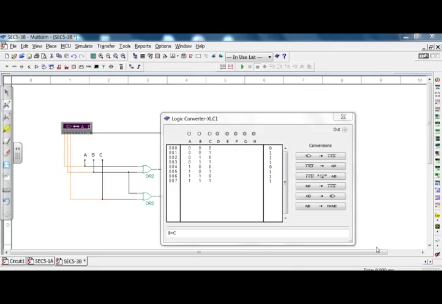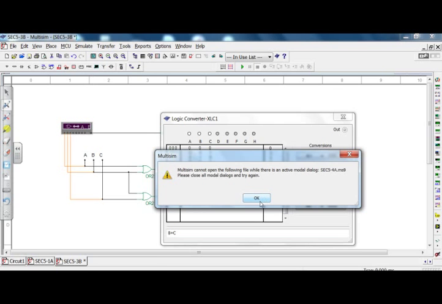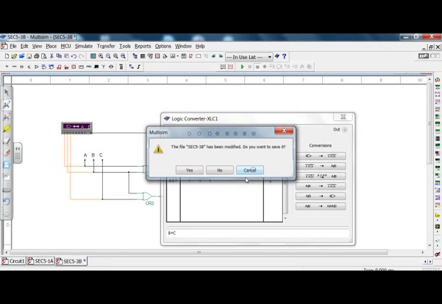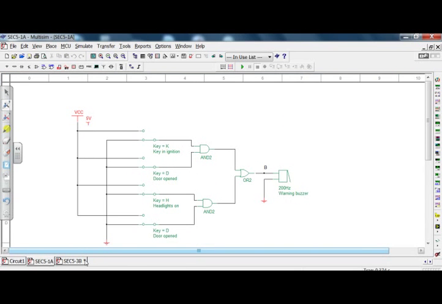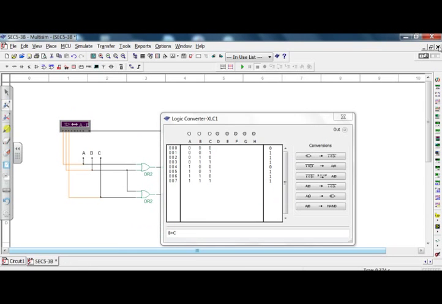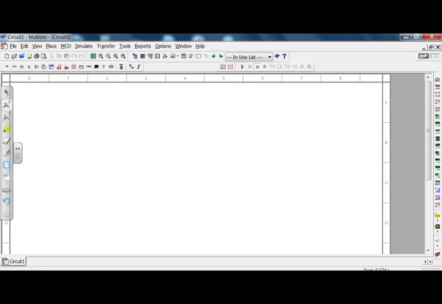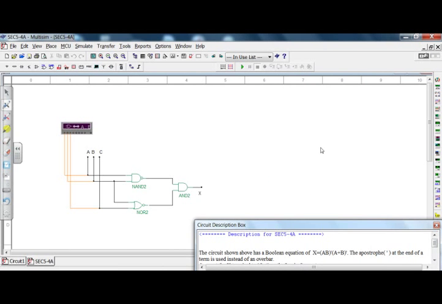All right, next one is 5-9. Okay, 5-9, I'm supposed to open 5-4A. 5-4A. Now, why didn't they label these right anyway? We can't open it, what do you mean we can't open it? That's on, this is off. Why can't I get rid of these? Got rid of him, got rid of him. No, I don't want to save it. All right. Looking for 5A. Okay, there we go. All right, now we're open.